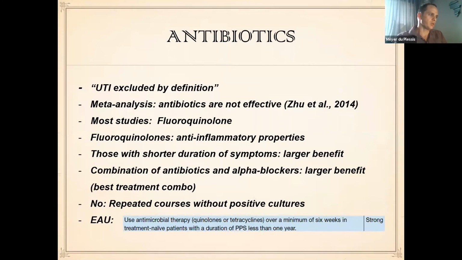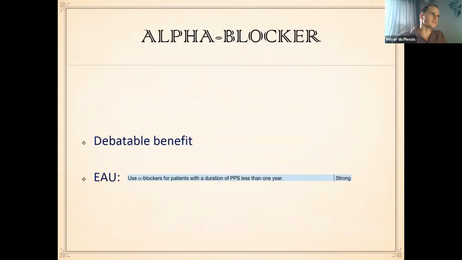The best treatment combination currently that has shown the biggest effect on chronic prostatitis is a combination of an antibiotic, which is usually a fluoroquinolone, and an alpha blocker. And in keeping with antibiotic stewardship, we should not give repeated courses without a positive culture to direct the treatment. Alpha blockers on their own, unfortunately, have debatable benefit, although the EAU does recommend giving them to patients that have symptoms of less than 1 year.